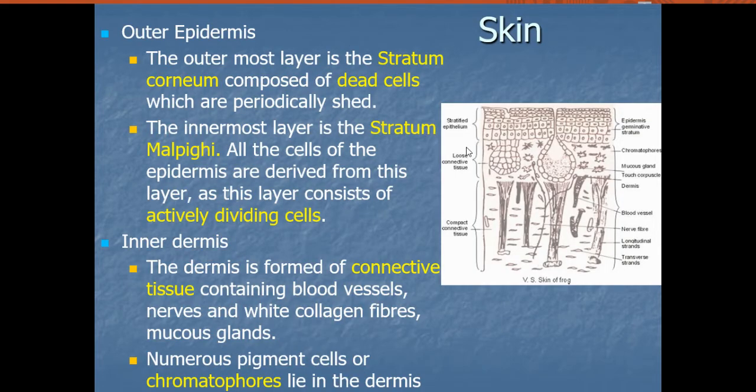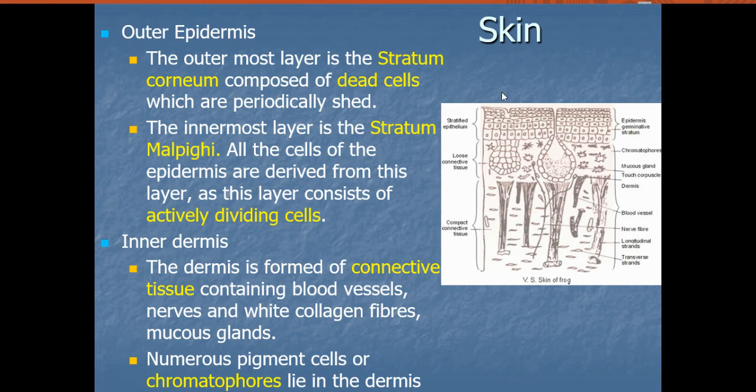And coming to the structure of the skin, it is formed of the outer epidermis and the inner dermis. The epidermis is composed of two types of cells, stratum corneum and stratum malpighi. Stratum corneum is the outermost layer of cells. It is actually dead cells. It is periodically shed. Whereas stratum malpighi is composed of actively dividing cells.